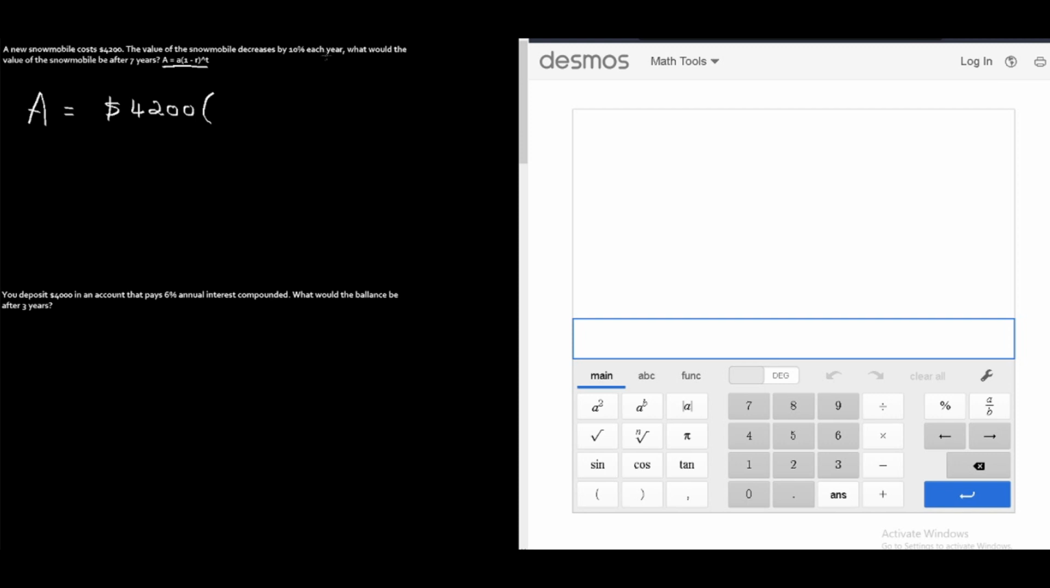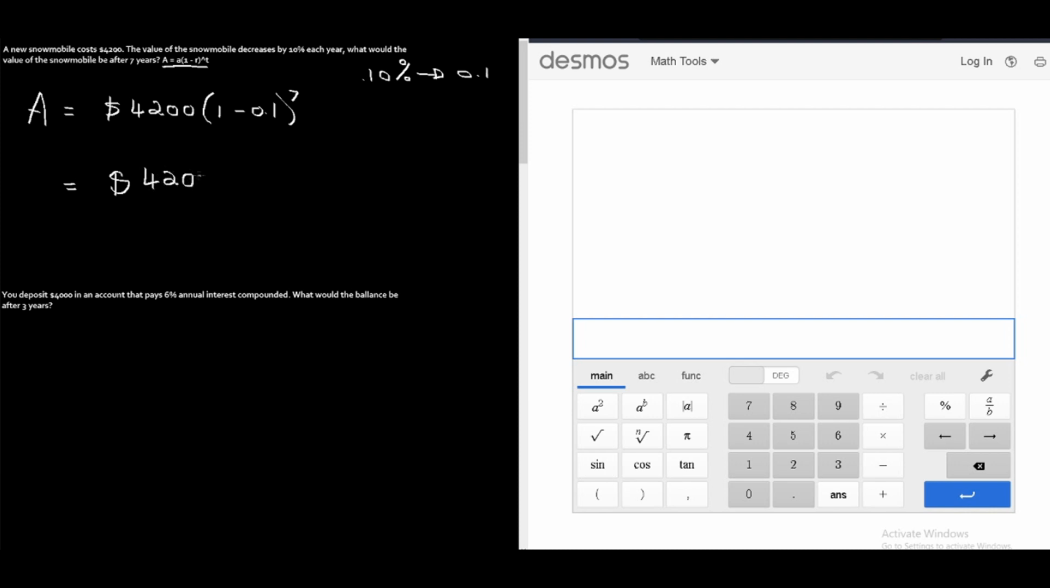Now it decreases by 10% each year, meaning that I first, in any type of interest question, I want to take my percentage to decimal. We do that by just dividing with 100, okay? Now we know 10 over 100 is 1 over 10, which is 0.1. So I can now say that 1 minus 0.1 to the power of 7, because t is my amount of years, okay? So now let's find out what the value of this would be after 7 years.